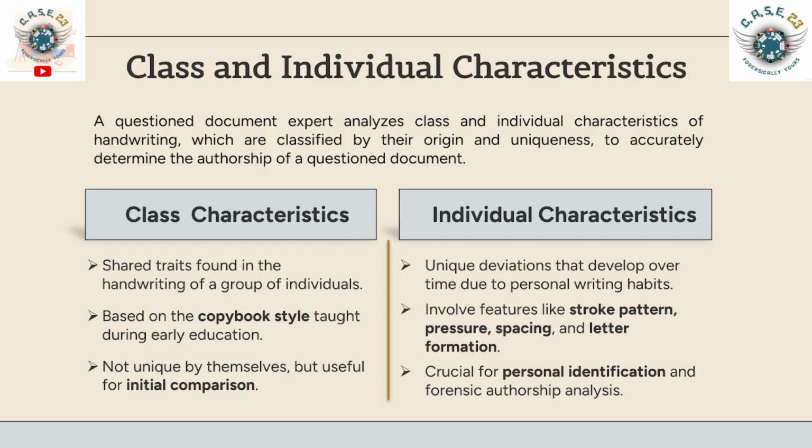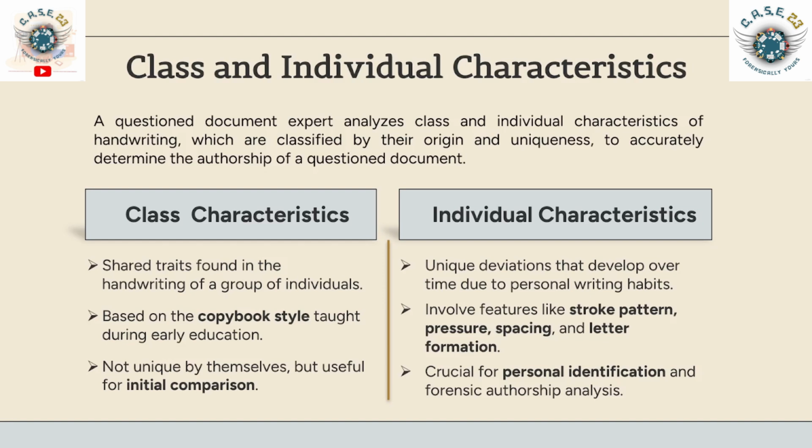So when a questioned document expert is handed a suspicious signature or a piece of writing, meaning it can be a document, a will, or any other thing, they begin by analyzing two types of traits, that is class and individual characteristics. Now it can help the forensic expert to figure out who has written it. So let me break it down one by one.